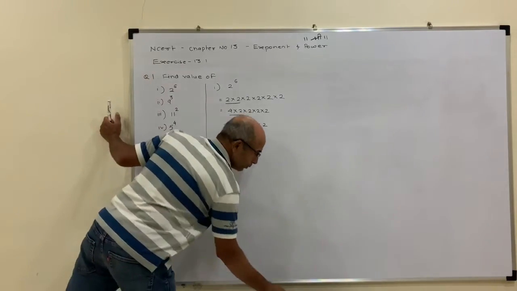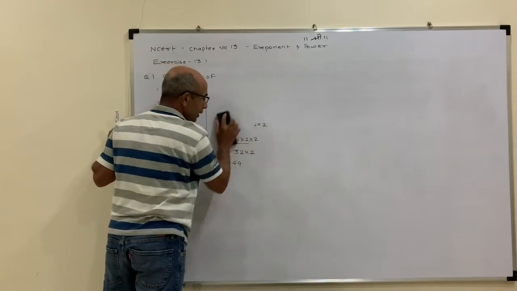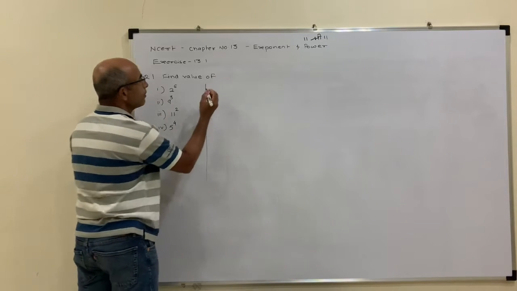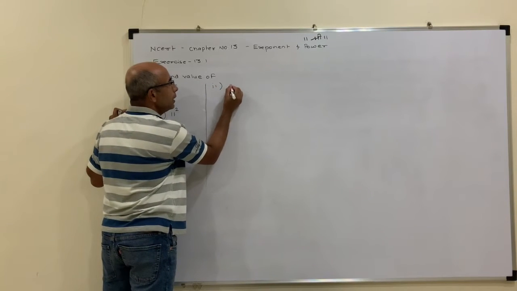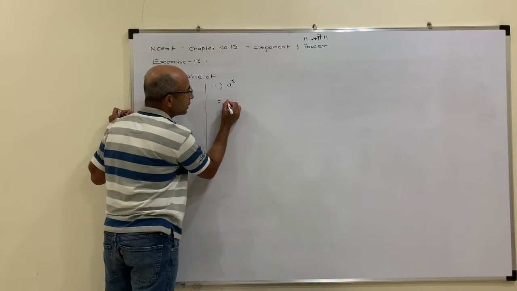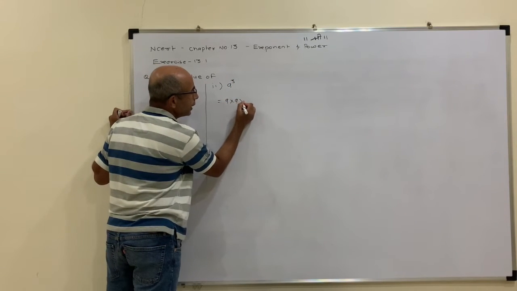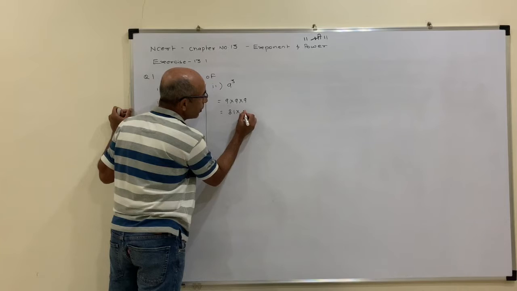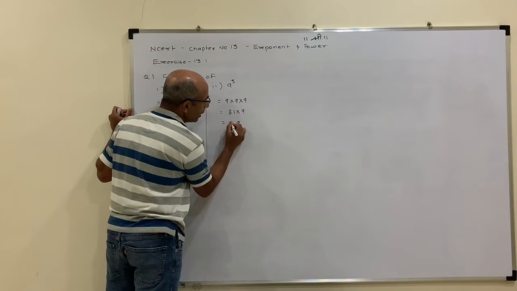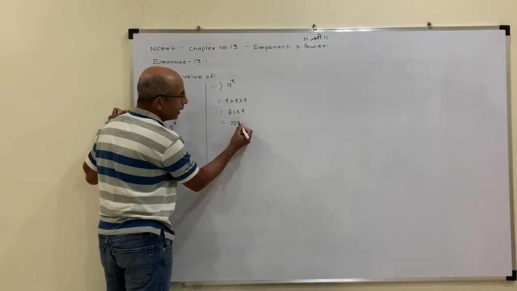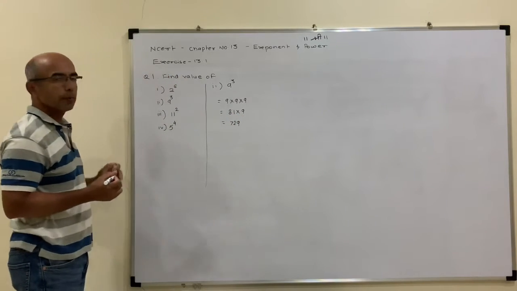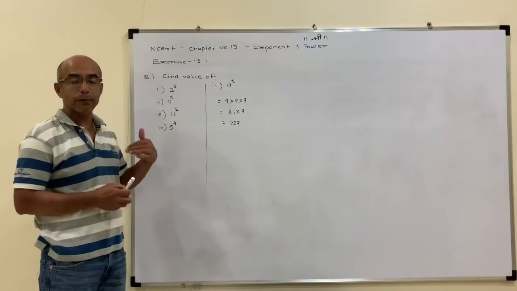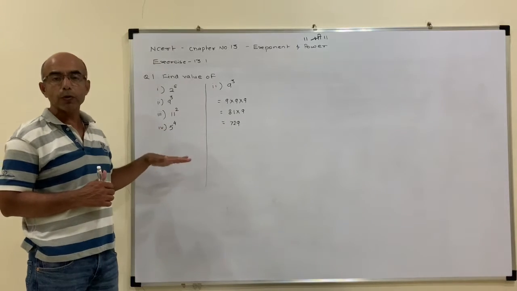So now let's move to the second one. The second one is 9 raised to the power 3, or in other words you can say 9 cube. 9 raised to the power 3 means 9 into 9 into 9. So 9 9s are 81, and then you multiply by 9. 9 1s are 9, 9 8s are 72. So it comes out to be 729.